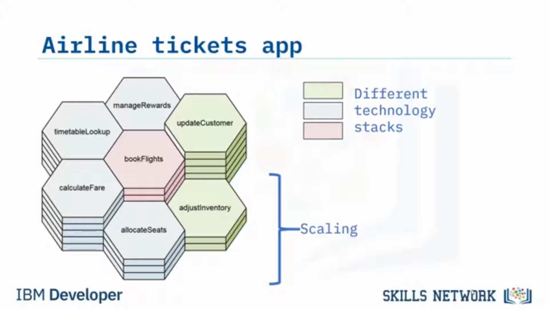For example, more people browse airline sites than purchase tickets. Thus, the Allocate Seats microservice has 3 instances, and the Adjust Inventory microservice has 2 instances.